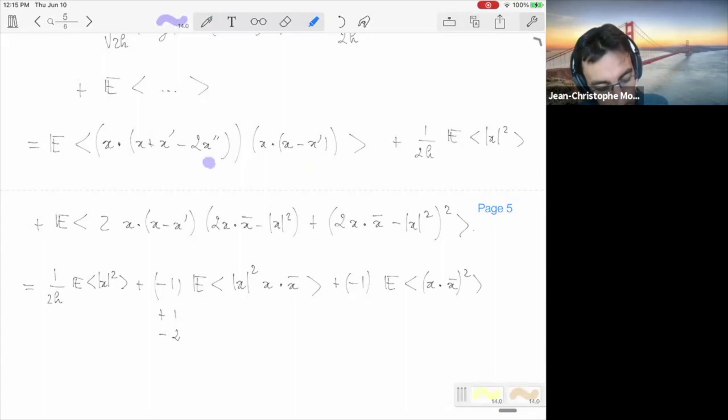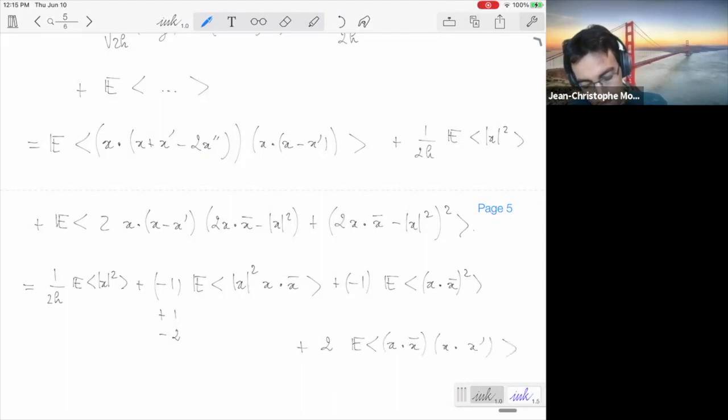Okay, and now there's this term with this term. And this is a new form because it's x dot x prime, x dot x double prime. So I'm going to record it as a new term. So plus 2 times expectation of x dot x bar, x dot x prime.